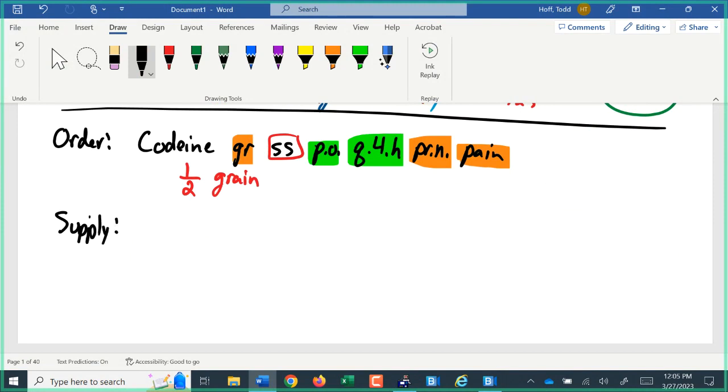In our supply, we have 2 options. Option 1 is we have 15 milligram tablets. I'm not writing the word scored, but whenever I say tablets, it's implied that it is a scored tablet, that we can go to a 1/2 a tablet. Option 2 is 60 milligram tablets.